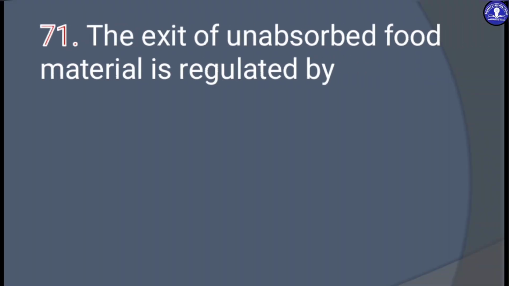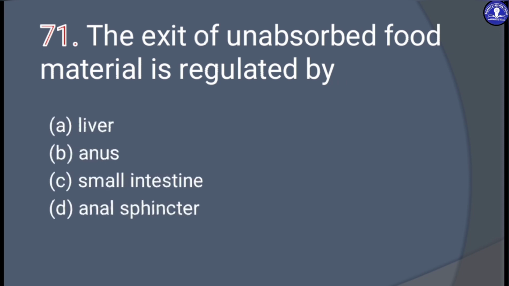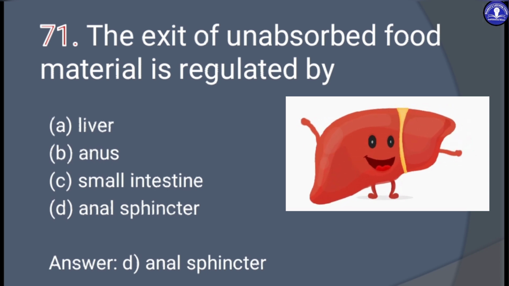Today's first question is, the exit of unabsorbed food material is regulated by. The options are liver, anus, small intestine, and anal sphincter. The answer is anal sphincter. Liver controls most chemical levels in the blood. It also secretes a clear yellow or orange fluid called bile.